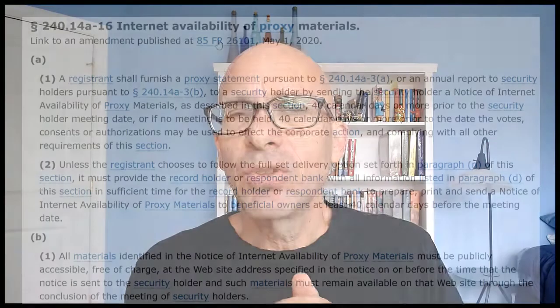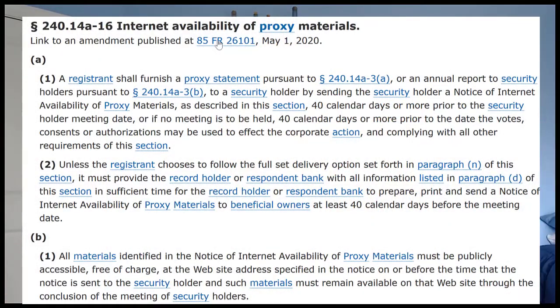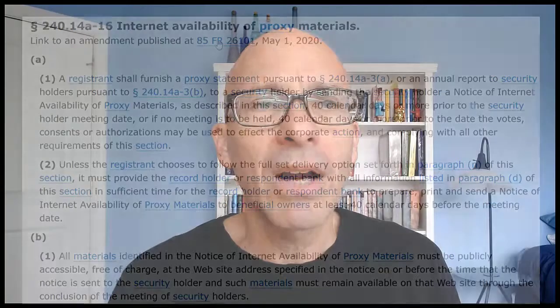So now let's talk about the notice of internet availability of proxy materials. Here's where most people get confused the most, where they get tripped up. When companies are using e-proxy, also known as notice and access, and that's most companies, they're required to send out a notice of internet availability of proxy materials. So without getting too deep into the e-proxy rules, Rule 14a-16, most companies choose the notice only option, which requires those companies to send a separate notice to shareholders indicating that the proxy materials are available on a specified website and explaining how to access those proxy materials.